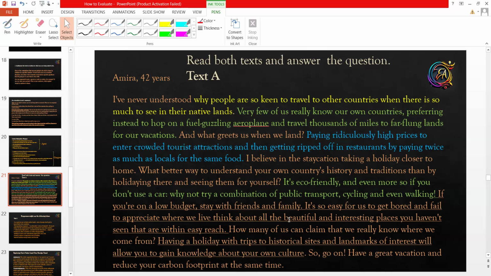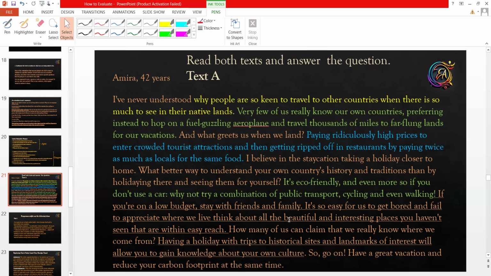Or what if I read the whole text, text A, and just drop out text B? Okay, so let me have this like that. Amira 42. Okay, this is text A, one of the texts which was given.